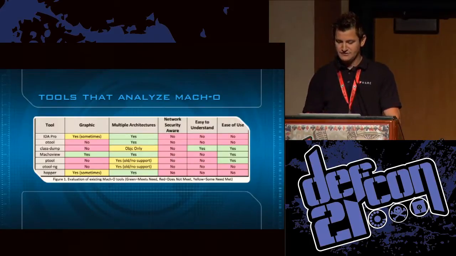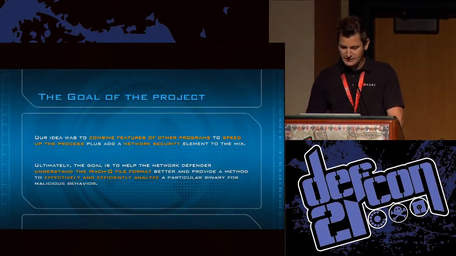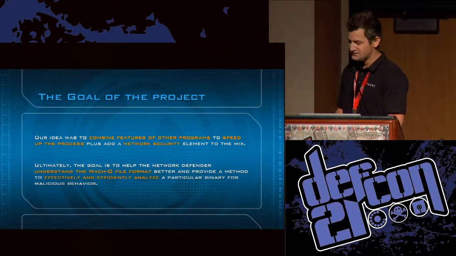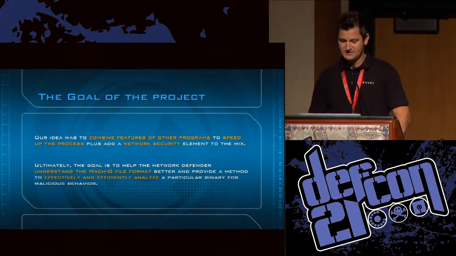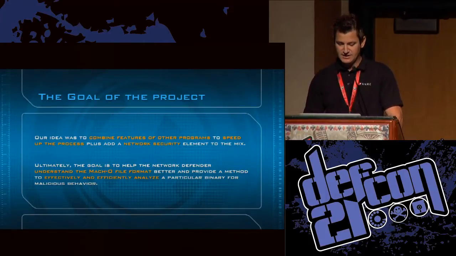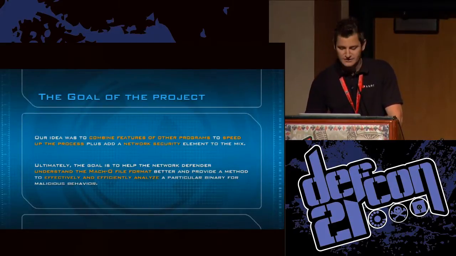However, there are 5 categories right here, and with MacoViz, I tried to get a yes check mark in all of them. That's making it graphical, having multiple architectures, making it network security aware, easy to understand, and very easy to use. So basically the goal of the project is to combine the features of all those programs and speed up the process, plus add this network security element to the mix. Ultimately, the goal is to help the network defender understand the Mach-O file format better and provide an effective and efficient way to analyze a particular binary for malicious behavior.